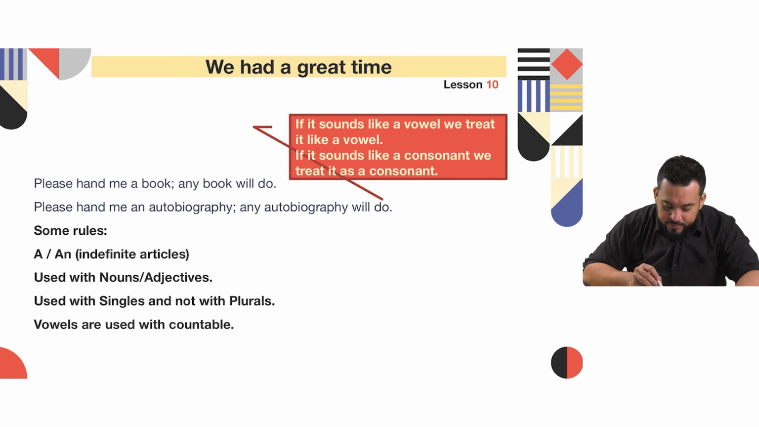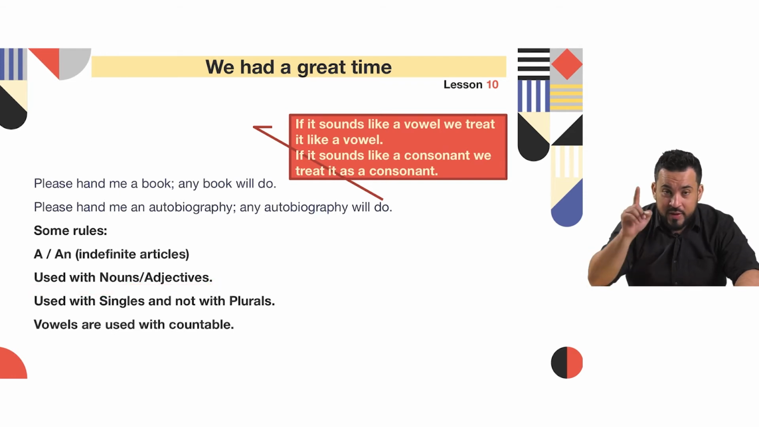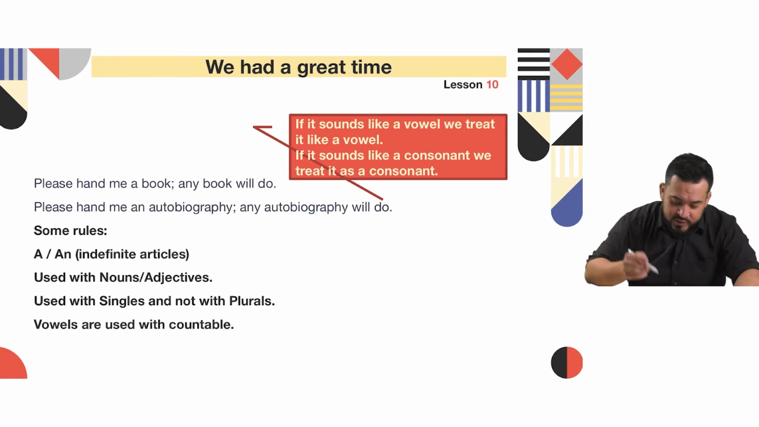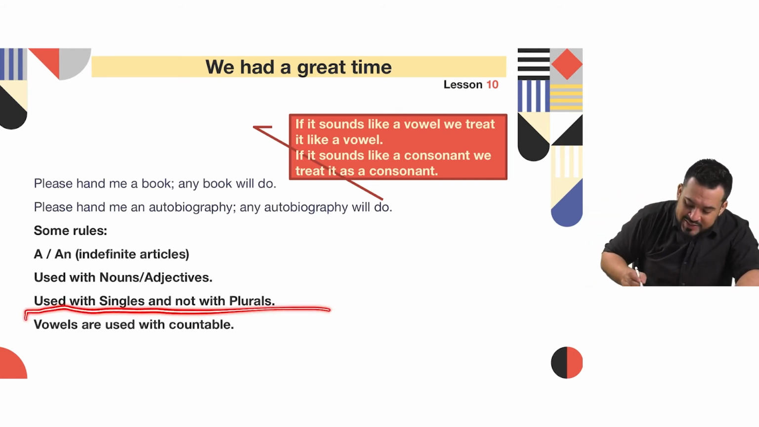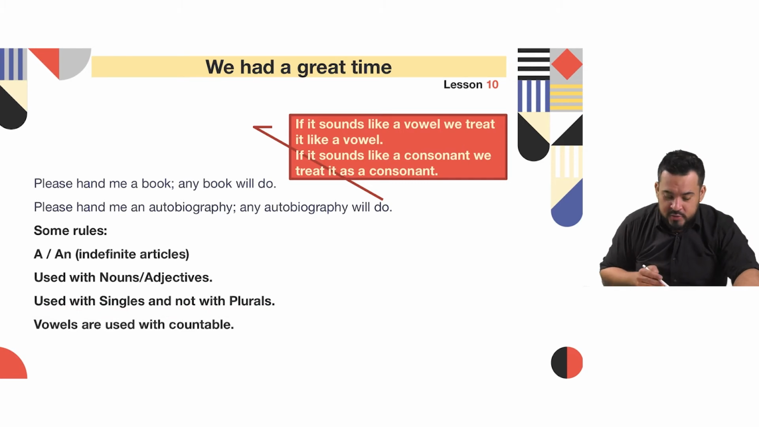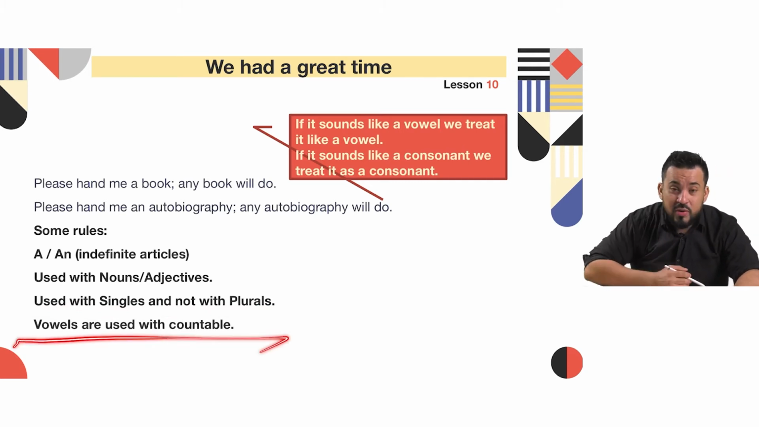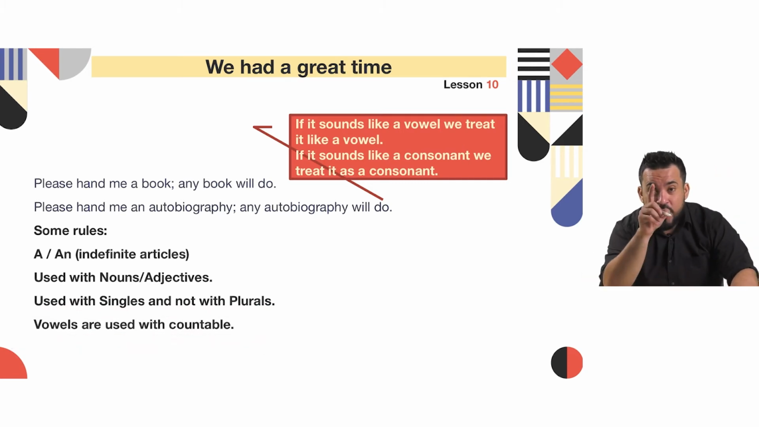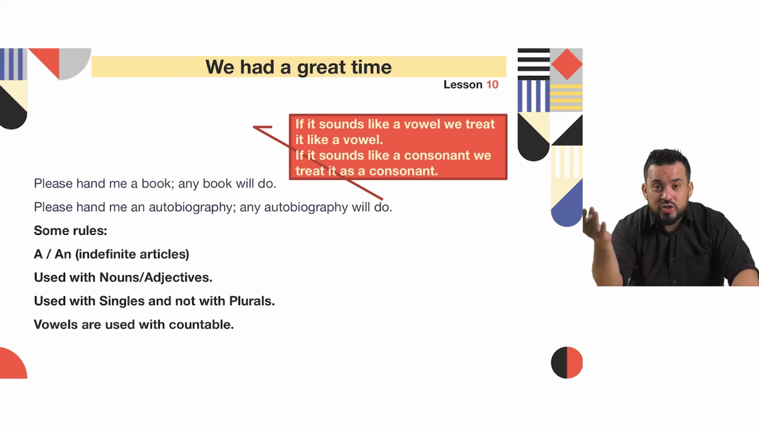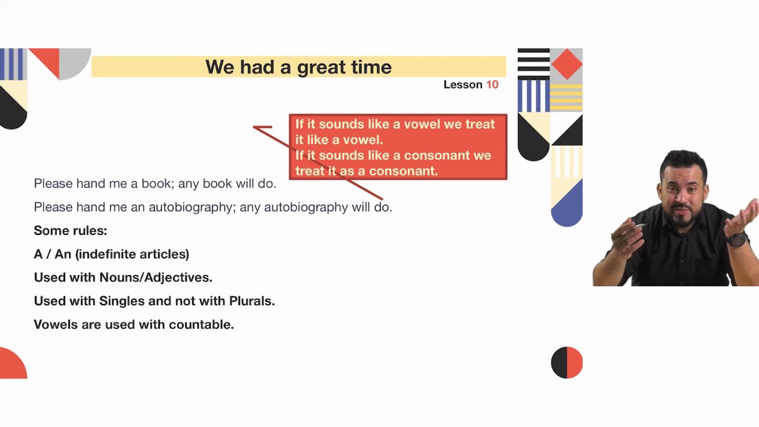We have some rules with a and an. They are used with nouns or adjectives. They're not used with verbs. Keep that in mind. They're used with nouns or adjectives. They are used with singles, not plurals. They are used with countable, not uncountable. Of course, they're used with countables because they are used with singles.